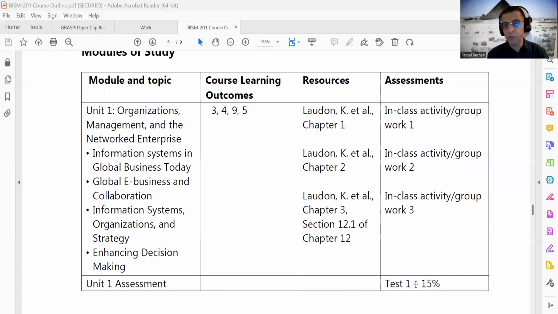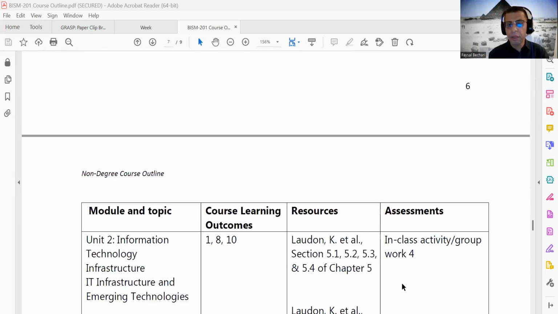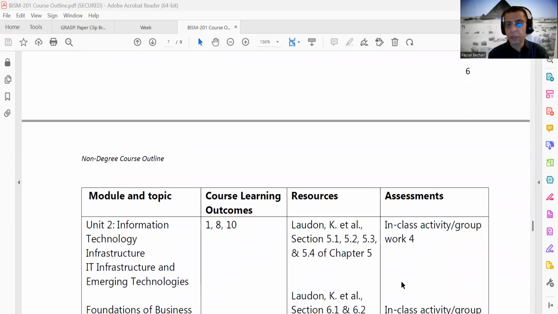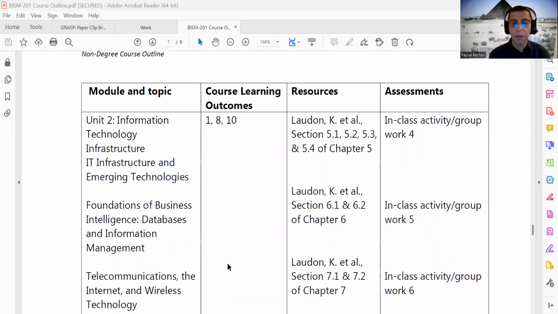Then you will have test 1. Once that's done, we will start talking about chapter 5 and information technology infrastructure, IT infrastructures, what is needed. In chapter 6, we'll talk about databases, different types of databases, and how they influence the software, applications, and hardware. We will also talk about telecommunication.